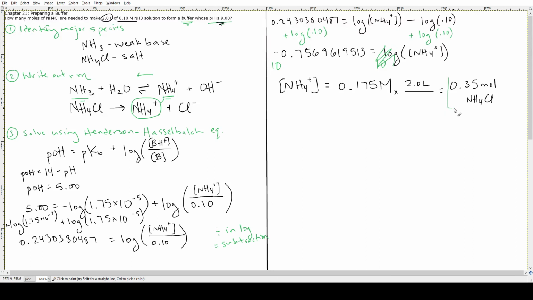So, in order to create a buffer that has ammonia and its salt, ammonium chloride, that has a pH equal to 9, I need to supply 0.1 molarity ammonia and 0.35 moles of ammonium chloride. So remember, when you are creating a buffer, you need to use the Henderson-Hasselbalch equation.